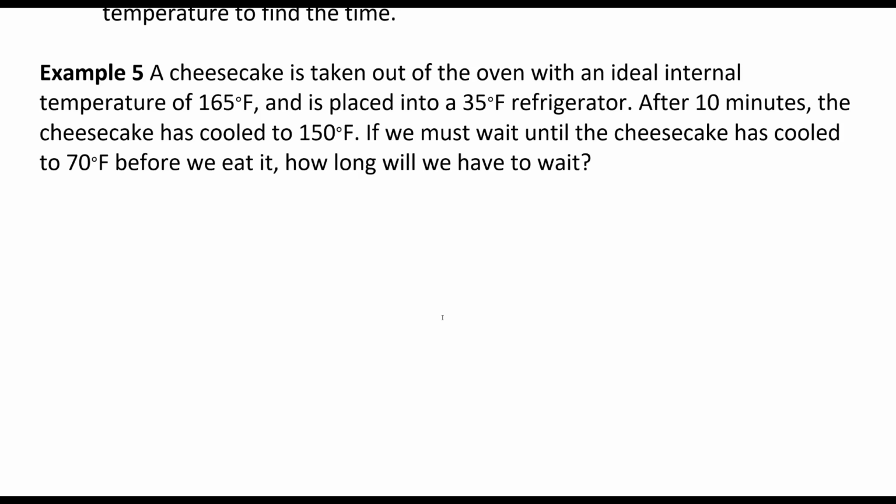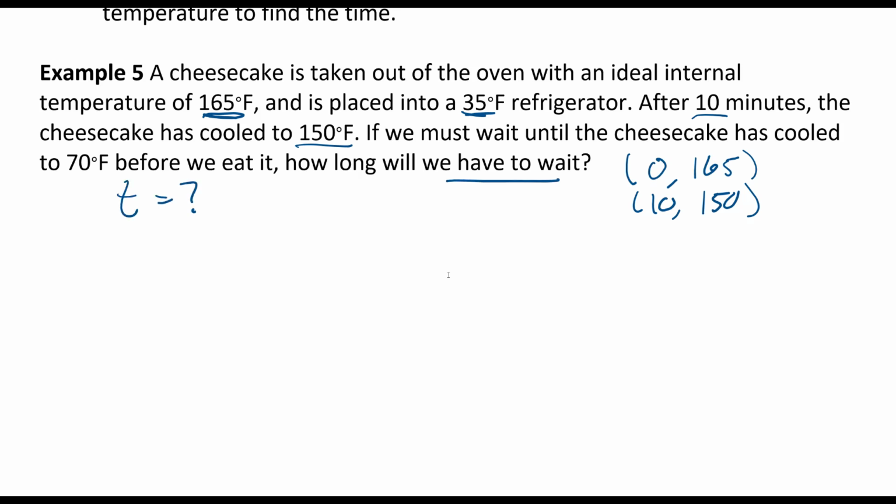A cheesecake is taken out of the oven with an ideal internal temperature of 165 and is placed into a refrigerator at 35 degrees. After 10 minutes, the cheesecake is cooled to 150. So we have a data point: at 0, it's 165. At 10 minutes, it's 150. If we wait until the cheesecake is cooled to 70 degrees, how long do we have to wait? So we want the time for the temperature to equal 70.